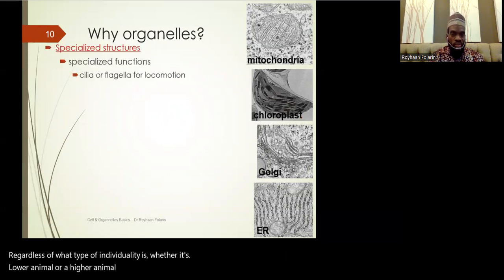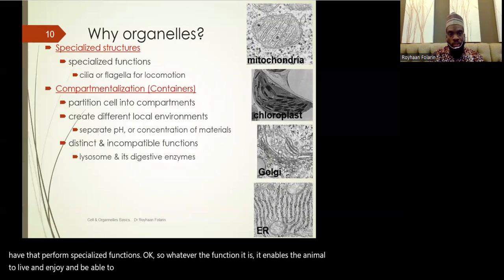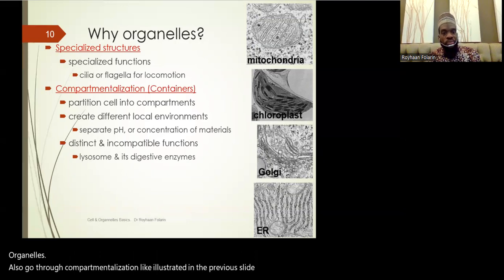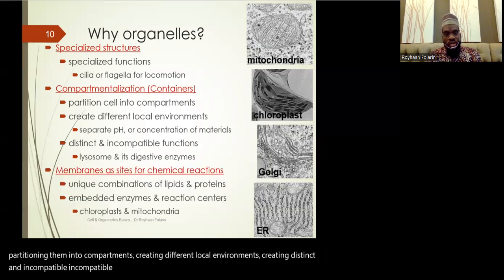So why organelles? Organelles are specialized structures that perform specialized functions. Whatever the function is, it enables the animal to live and enjoy and be able to function optimally. Such structures could include the cilia or the flagella, which help to move. Organelles also go through compartmentalization, like I illustrated in the previous slide. This is a way of partitioning them into compartments, creating different local environments, creating distinct and incompatible functions.